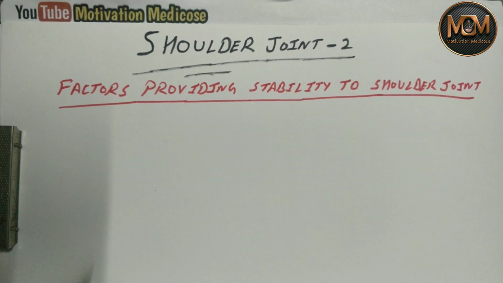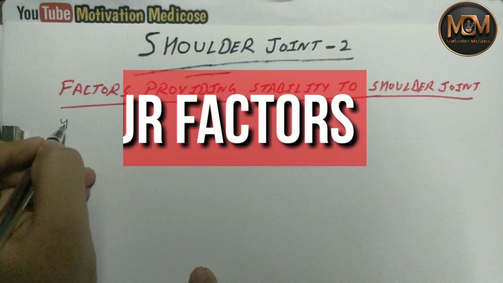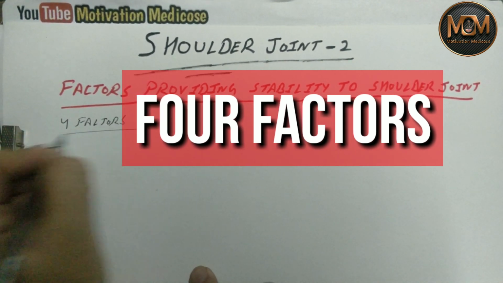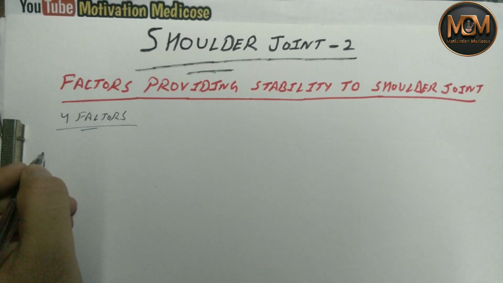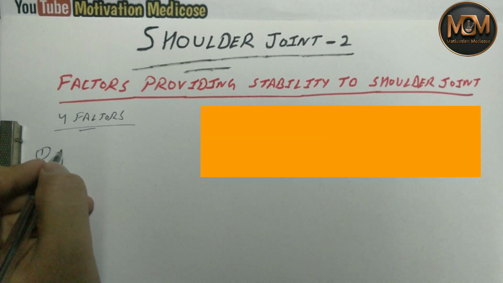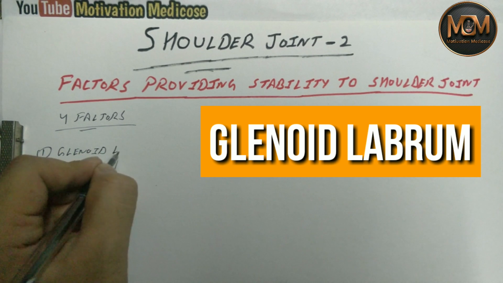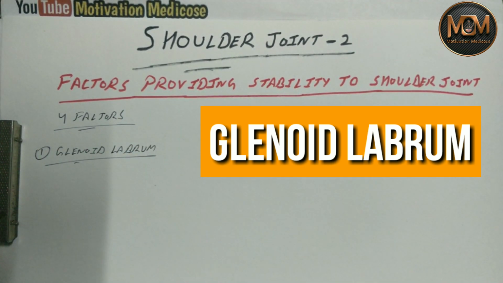So the factors providing stability to the shoulder joint. There are 4 factors which we need to study, which are providing the stability to the shoulder joint. The first one is glenoid labrum. The first point is glenoid labrum. So what is glenoid labrum?